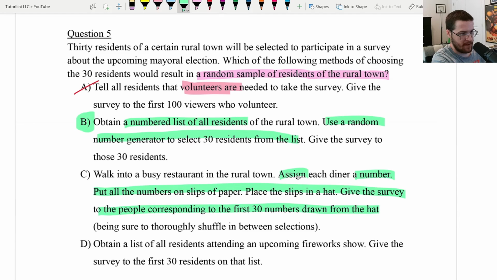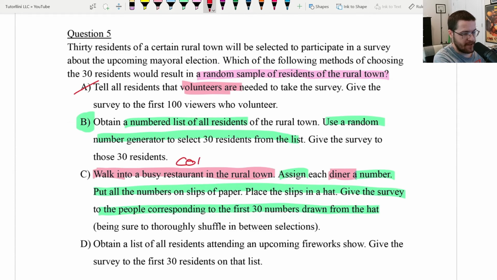However, there's some other problems with it. See how it says each diner. We don't care about the diners. We want to know the residents in the rural town. Someone could totally be sitting at the restaurant and just be from a town over visiting their friend or something, right? You could drive 20 minutes to go to a restaurant in another town. The other thing is just kind of the nature of pulling them from the restaurant.